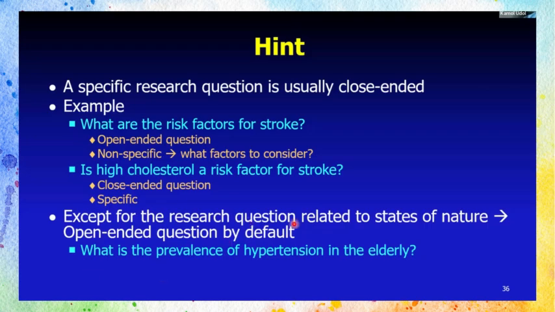This is a question related to the states of nature. We would like to know the fact, the status of hypertension in the elderly population. What is the prevalence of hypertension in the elderly? The answer can be anything like 5%, 10%, 20%, 15%, or whatever number. They are all possible. We cannot answer this question by yes or no, right? So this is a type of question that is open-ended, but we will consider it a specific one.